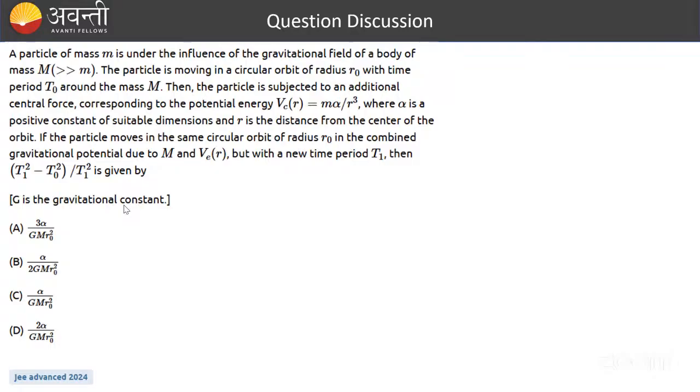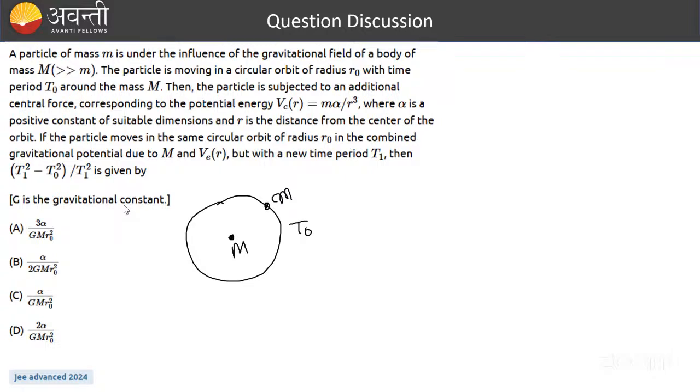You just need to do the time period calculation here, okay? So how do we calculate time period? I mean, there is a particle, let's discuss it. There is a particle of mass m, and this is under the influence of gravitational field of a body of mass capital M. So let's say this with the center of mass capital M, and then mass m is going around it. Its time period is given as what?